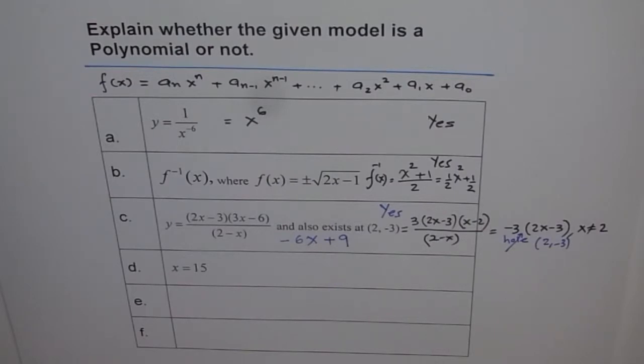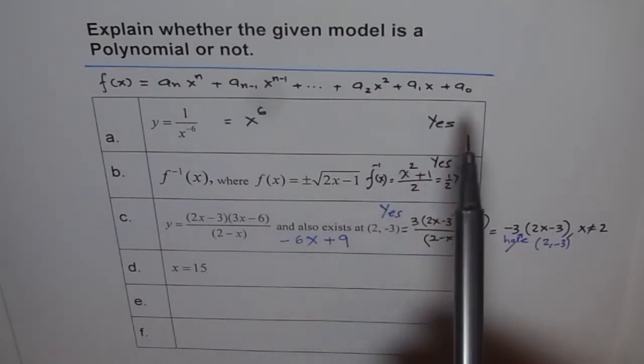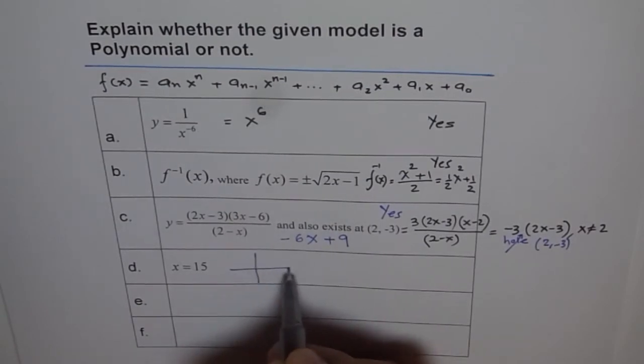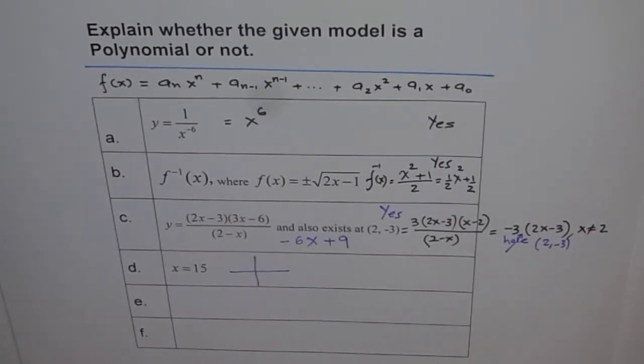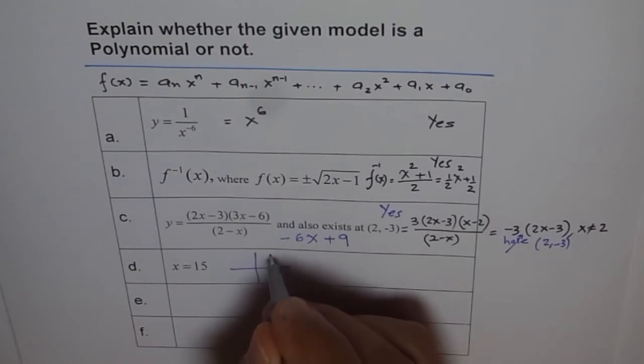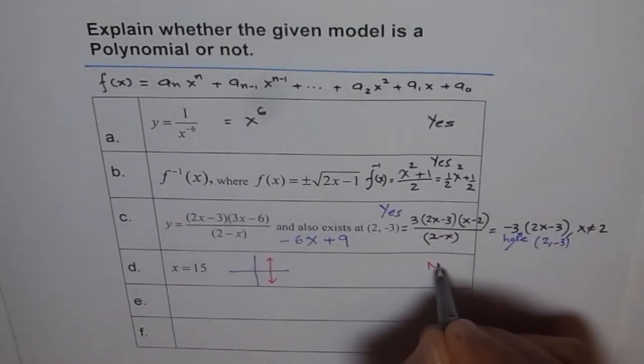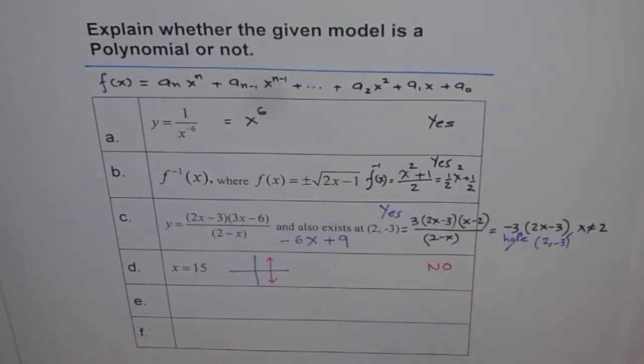It's kind of complicated. Now D is x equals 15. Now is that a function? Will you call it a constant function? x equals 15. So look at it carefully, right? It is not y equals 15. It is not f of x equals 15. This represents a vertical line at 15, and that is clearly not a function, right? So here we say no, it is not a polynomial, okay?